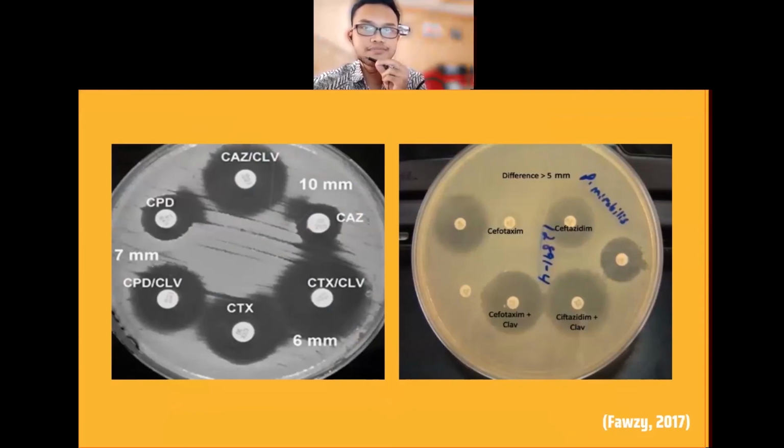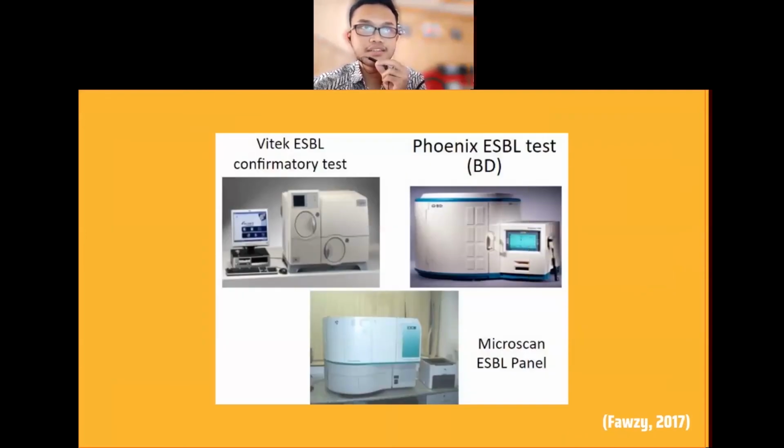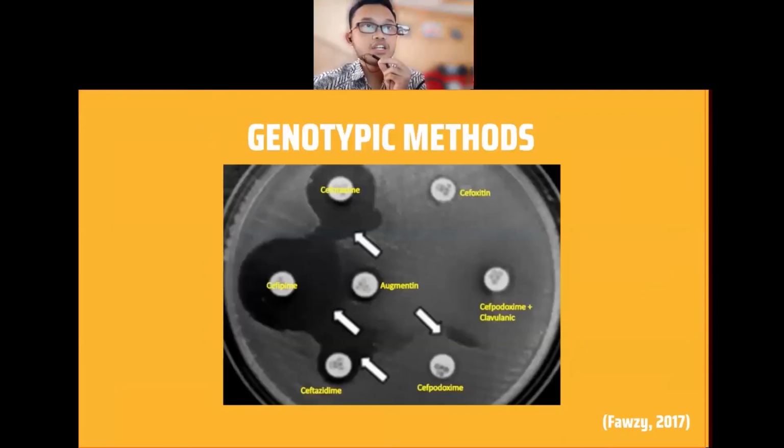The genotypic one detects ESBL by DNA probes, PCR or polymerase chain reaction, oligotyping, PCR-RFLP or restriction fragment length polymorphism, PCR-SSCP or single-strand conformation polymorphism, LCR or ligase chain reaction, and nucleotide sequencing.